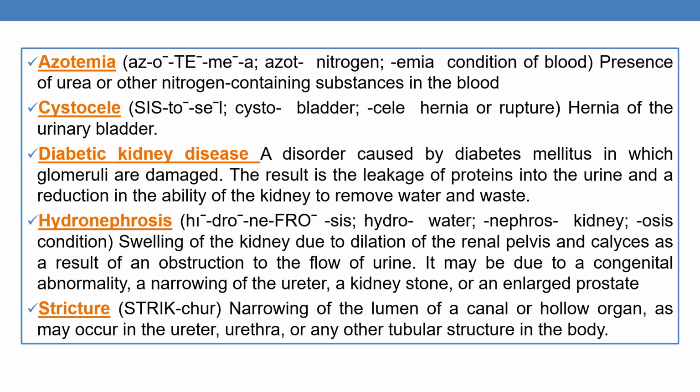It may be due to congenital abnormality, a narrowing of the ureter, a kidney stone, or an enlarged prostate. The next term is stricture. Narrowing of the lumen of the canal or hollow organ such as ureter, urethra, or any other tubular structure in the body.